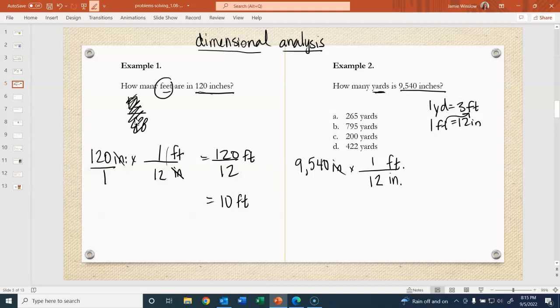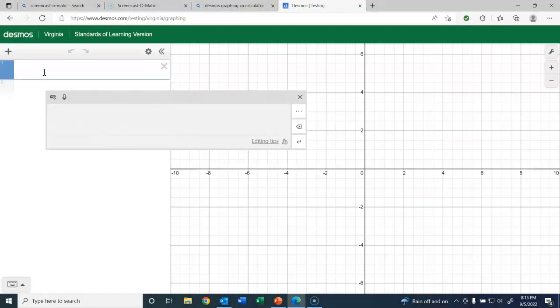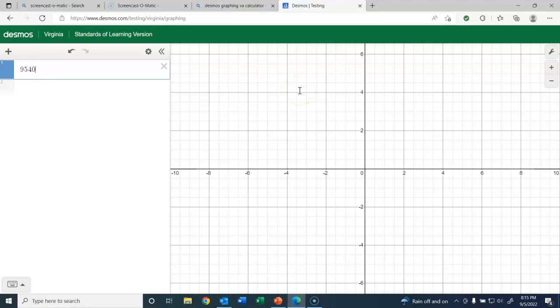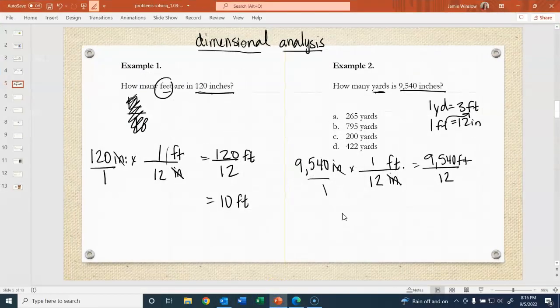So our inches cancel, right? And we multiply across: 9,540 feet over 12. And this is where I would grab my Desmos calculator. And we have, let's see, 9,540 divided by 12. 795. Okay, so there are 795 feet in 9,540 inches.